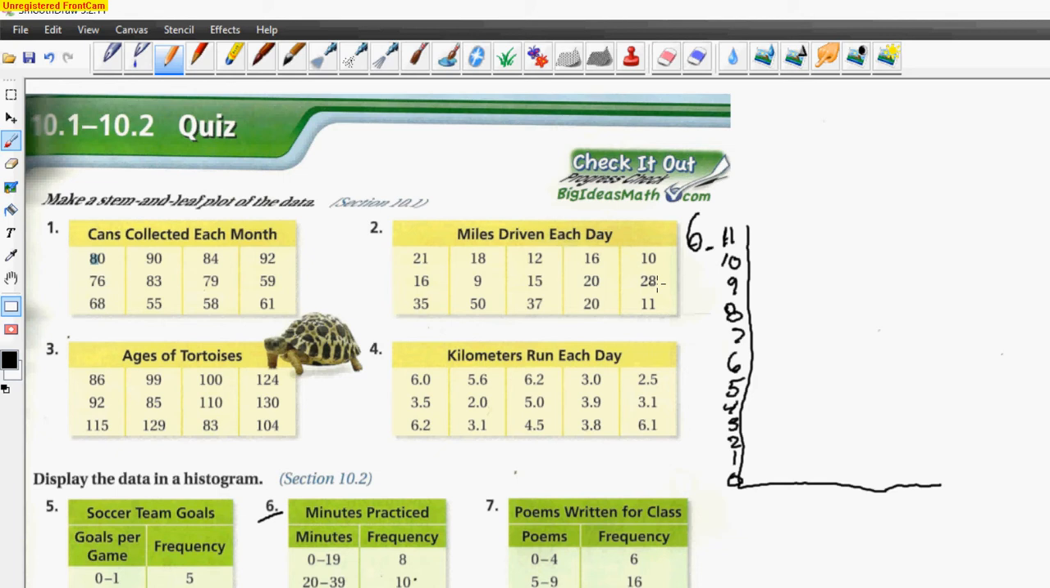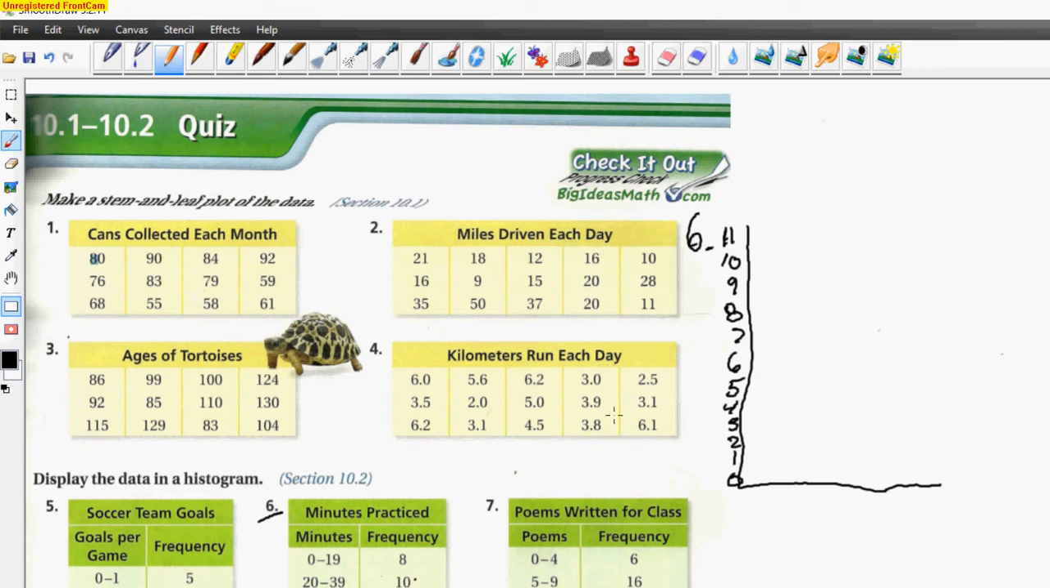So it says minutes practice. The highest number is 11. It says minutes that was practiced, of course. So we'll deal with that a little later. Let's go with the lower number. What is the lowest number? 0 to 19. Okay, so that would be the first one we're going to go with.